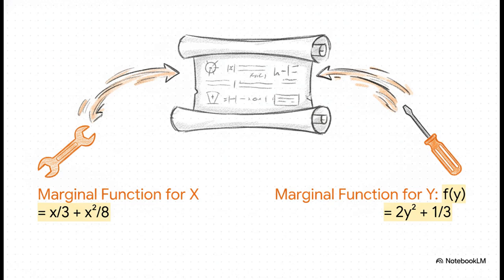And when we do that process on our main example, we get these two awesome specialized tools. Over on the left, we've got the marginal function just for x. All the info about y has been stripped away. And on the right, we've got the marginal function just for y. So now our toolkit is complete. One master blueprint and two specialized instruments.